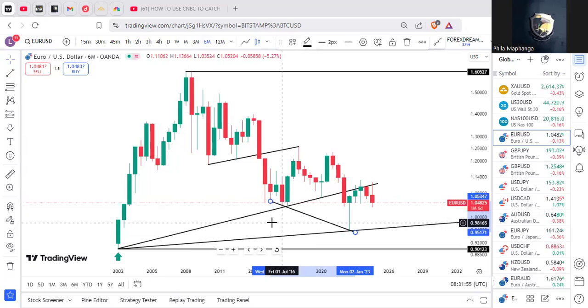Yes. Can you see that? Here's your first time, second time, and on the third touch, the market pushed all the way up. What is it you have here that can cause the market to change direction as well?